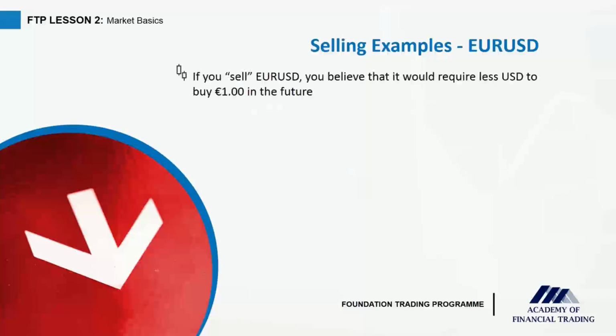Let's go through a bit of a working example, okay? So imagine you believe that euro dollar is going to fall. Imagine you believe that you're going to get fewer dollars for your euro at some point in the future. And naturally you're saying that selling is an assumption, absolutely, but so is buying. Okay? But you're selling euro US dollar because you believe you're going to get fewer dollars for your €1 in the future. So imagine you sell at 135. You're selling because you believe that the market is going to fall. You're speculating on a downward movement.